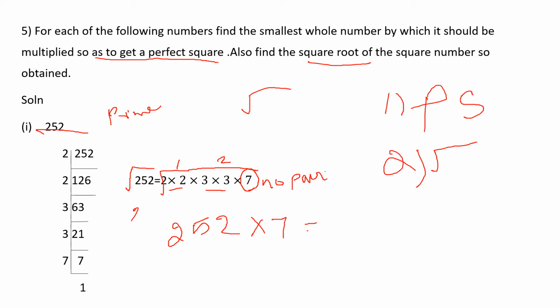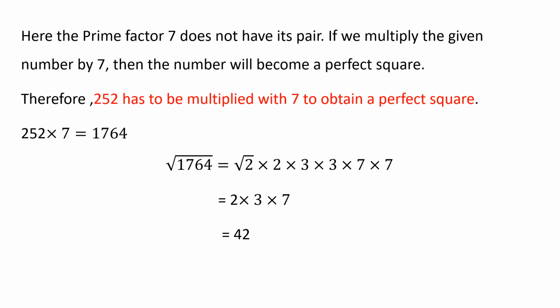Okay, so here the prime factor 7 does not have its pair. So if we multiply the given number by 7, then the number will become a perfect square. So 252 into 7. When you multiply it, check it, multiply and see 252 into 7. Do it in your rough paper. Check whether you are getting 1764. Check it, children. Are you getting? I think you are getting the answer, right?